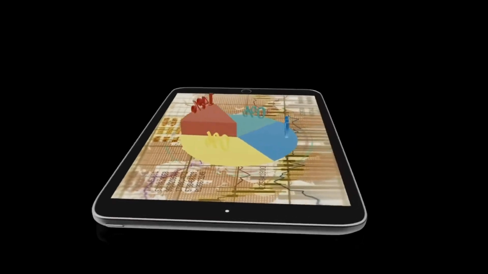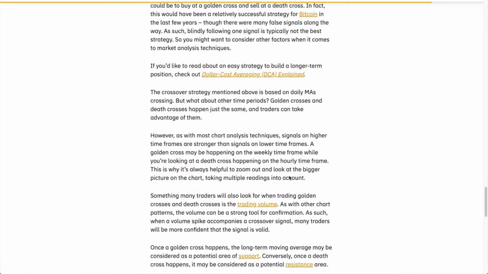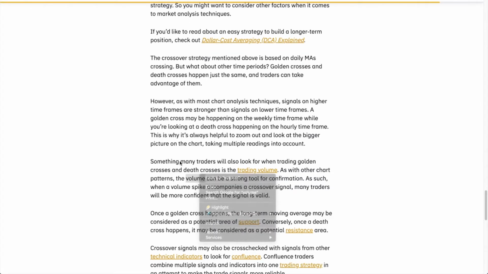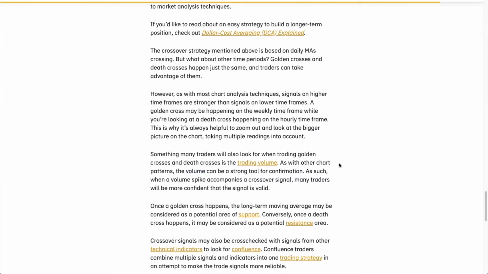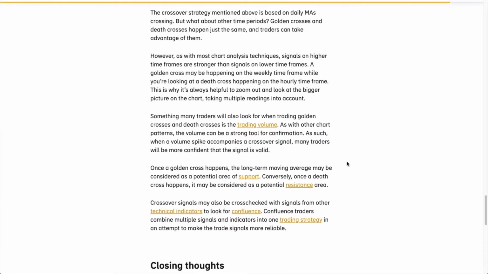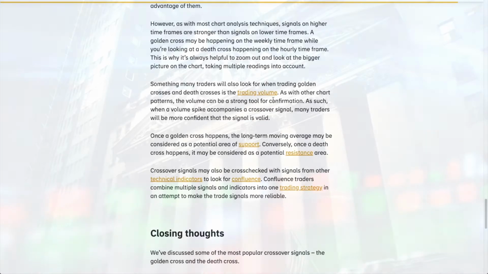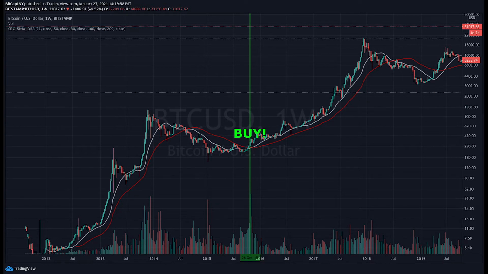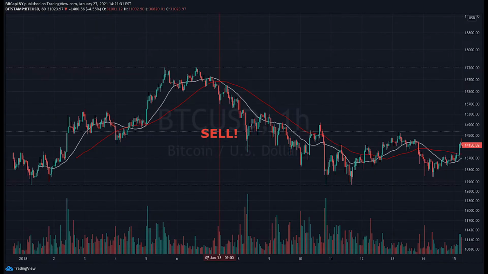The crossover strategy we spoke about in the previous lesson is based on daily moving averages. But what about other time periods, you might be thinking? Well, golden crosses and death crosses happen just the same, and traders can take advantage of them. However, as with most chart analysis techniques, signals on higher time frames are always stronger than signals on lower time frames. A golden cross may be happening on the weekly time frame while you're looking at a death cross happening on the hourly time frame.